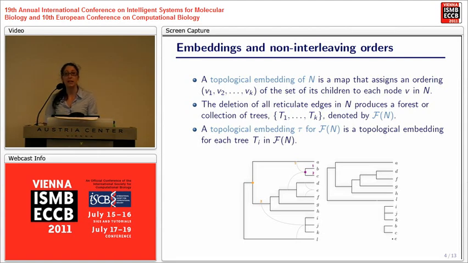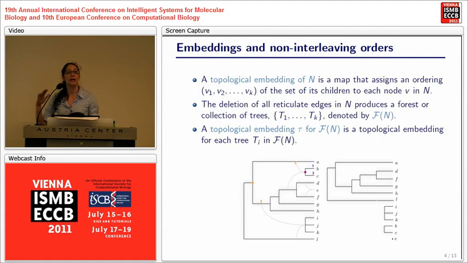So as you can see in this example, when you remove all the reticulate edges from the phylogenetic network, you get a forest of trees. The ones on the right, I will call that F_N if the network is called N. And when I talk about the topological embedding of a forest F_N, it's just a topological embedding of all trees.